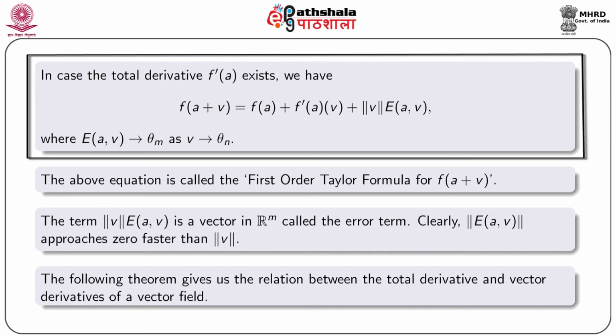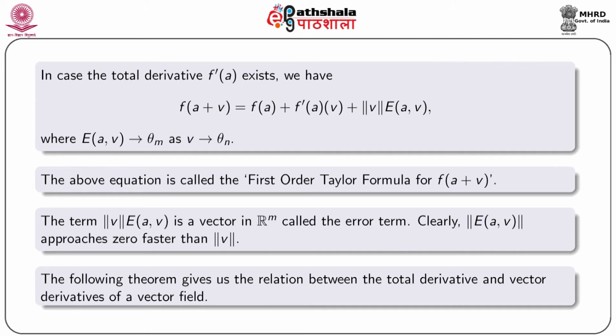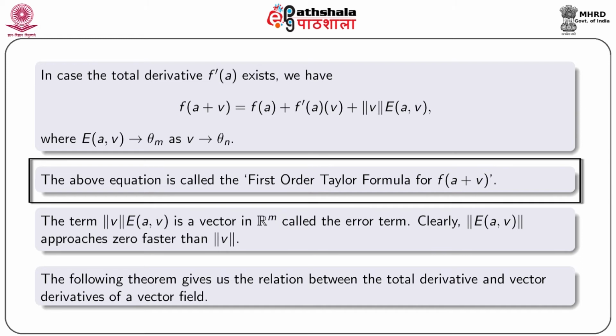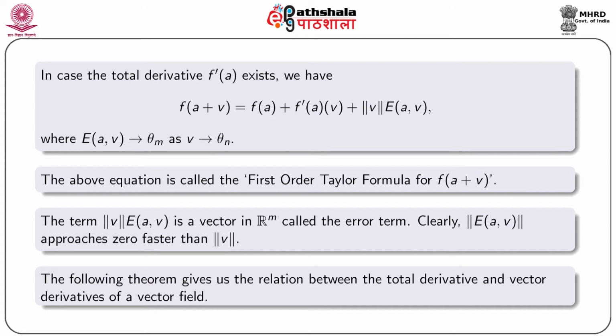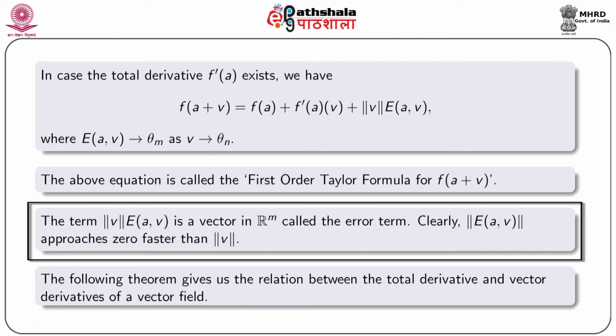In case the total derivative f dash A exists, we have f of A plus V equal to f A plus f dash A V plus norm V times E A V, where E A V tends to the 0 vector of Rm as V tends to the 0 vector of Rn. The above equation is called the first order Taylor formula for f of A plus V. The term norm V times EAV is a vector in Rm and is called the error term. Clearly, norm of EAV approaches 0 faster than norm V.